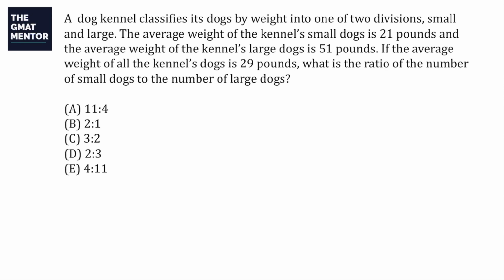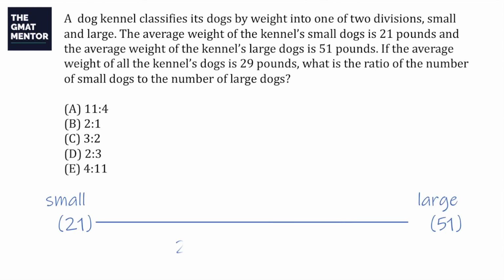Here you have another weighted average problem, only this time you're given the average and you have to work backwards to find the ratio of the number of small dogs to the number of large dogs. So again, the balance scale approach is the best way to solve this problem. Go ahead and draw your balance scale and fill in the information you know. Next, calculate your distances to the average. Now you have your ratio of 8 to 22, which reduces to 4 to 11.